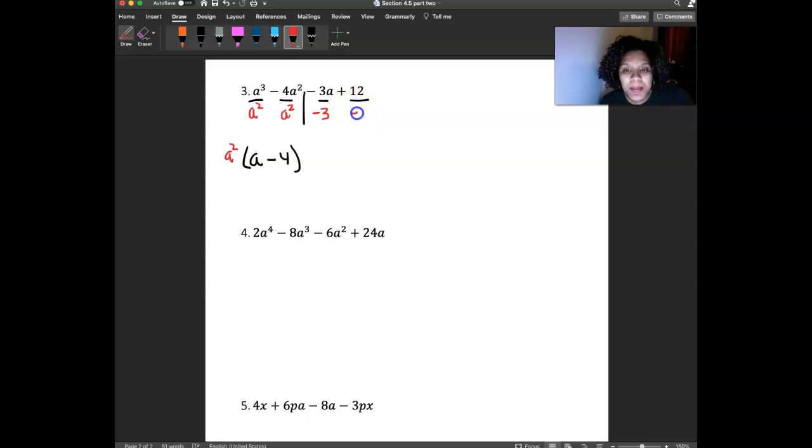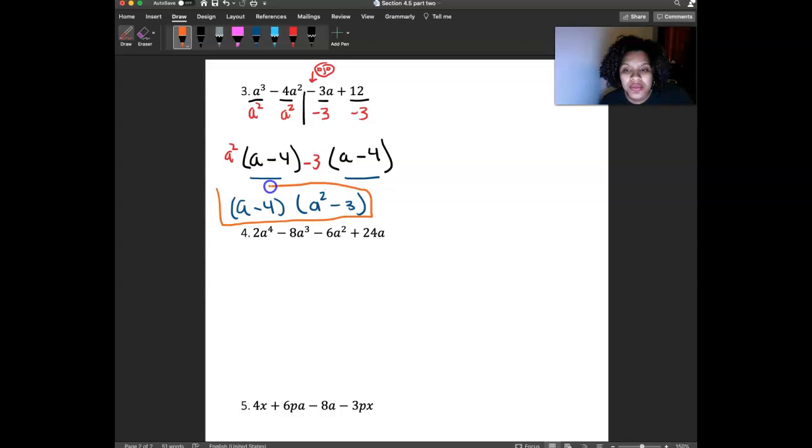What do these 2 have in common? A negative 3. Notice the negative 3. So that comes out. We're left with a minus 4. Again, see how this and this are the same. So you bring it down. And you're left with a squared minus 3. Very similar to the previous example. The a minus 4 and the a minus 4 must match. If they're not the same, a mistake was made.